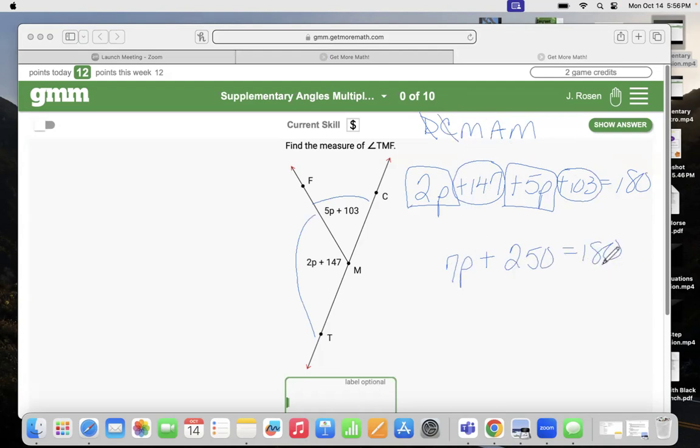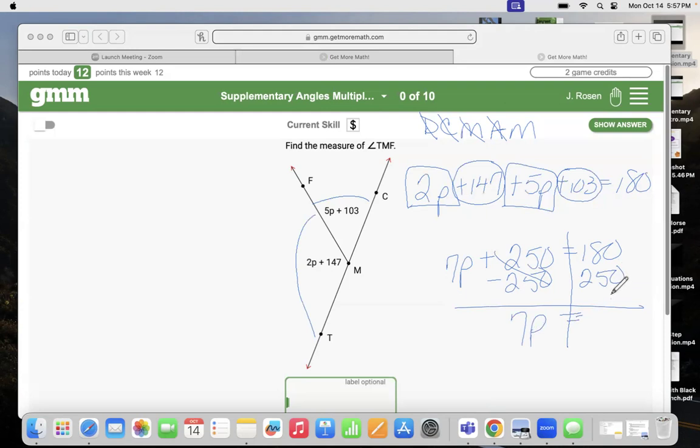So we combine like terms, move the smaller variable. I don't have a variable on the other side, so I don't have to do that. And now we're down to a two-step equation. And again, this is addition or subtraction. So to move it across the equal sign, we have to do the opposite. That's how we get rid of addition for positive numbers. So it leaves me 7p equals 180 minus 250.